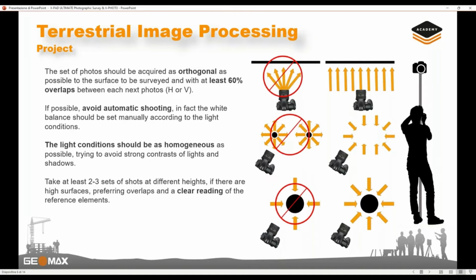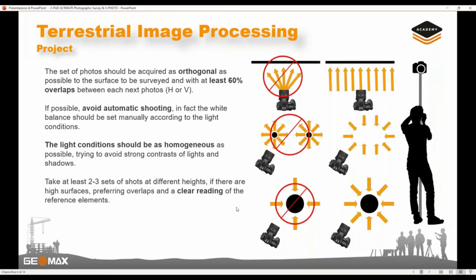Of course, we can move around the object. We must shoot the photos with at least 60% overlap between each photo and the next. So it means horizontal and vertical. I will show you a small example later.